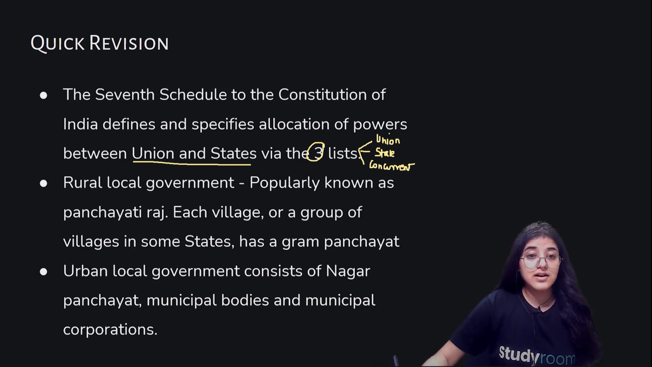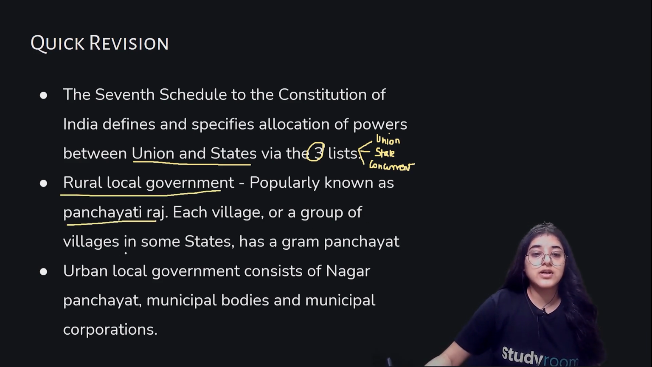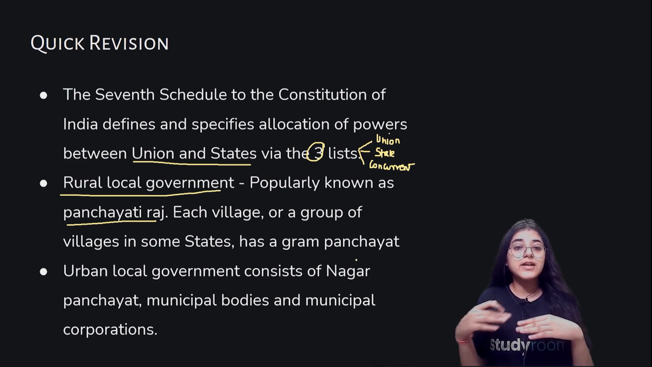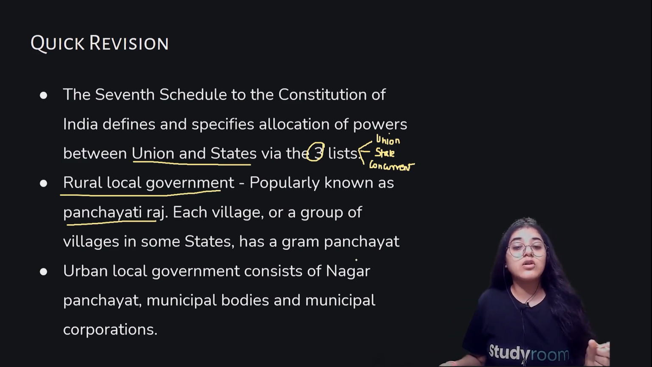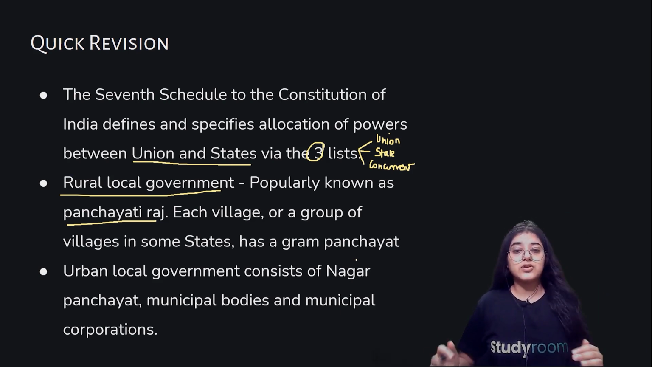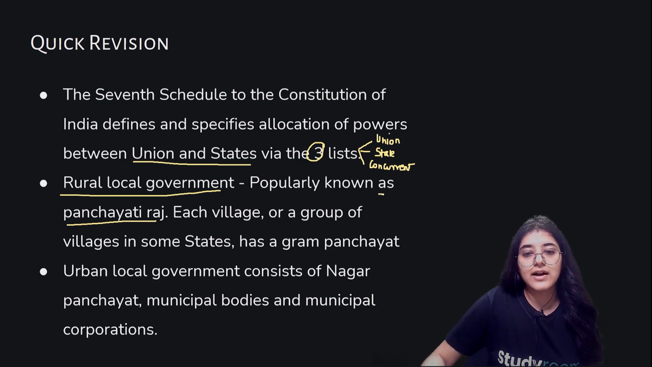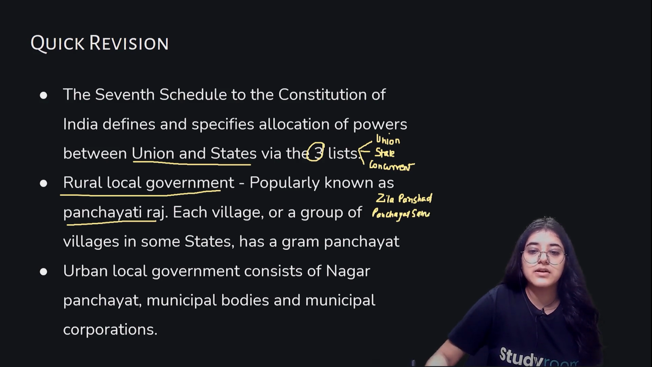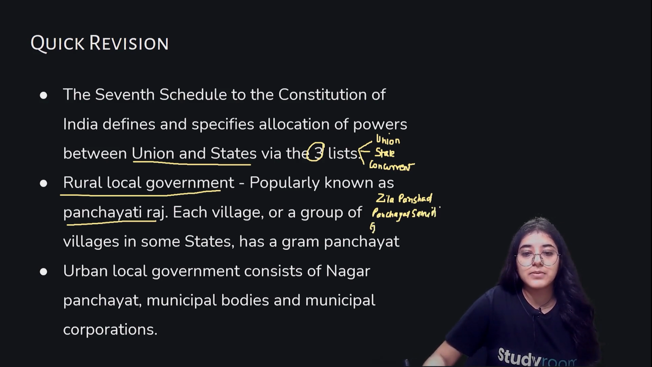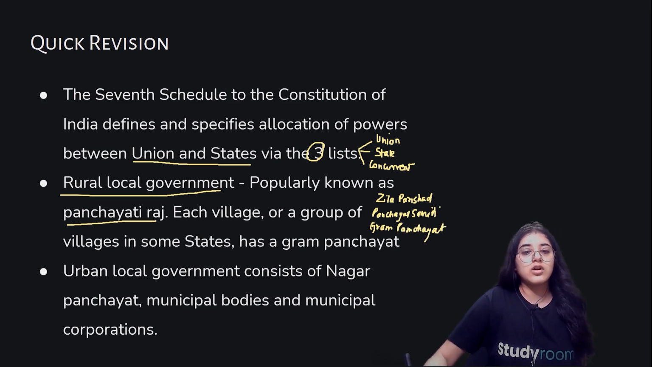Talking about the decentralization process, it takes place at the rural local government and urban local government. Rural local government is also known as Panchayati Raj, in which each village or group of villages in some states has a Gram Panchayat, above which we have a block level, also called Panchayat Samiti, and then we have a Zilla Parishad. So we can make it like this: Zilla Parishad, then Panchayat Samiti, and then Gram Panchayat. This is how the whole structure of rural local government in India works.